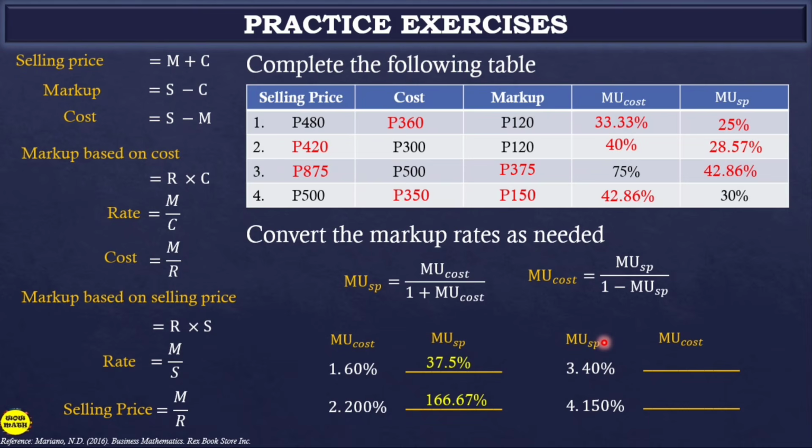And for number 3, mula naman dito sa markup rate based on selling price, kukunin natin yung markup rate based on cost. So, gamitin natin yung formula na to. So, kapag sa number 3, kinuha natin yan, ang makukuha natin yung 66.67%. And for number 4, it is negative 300%. So, you can check using your calculator.